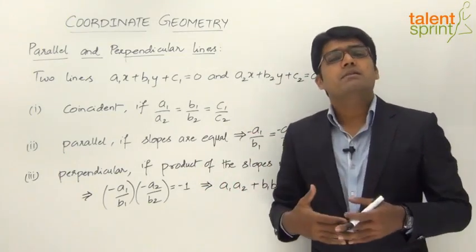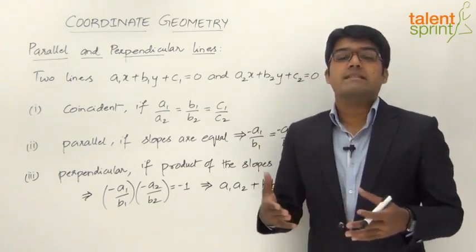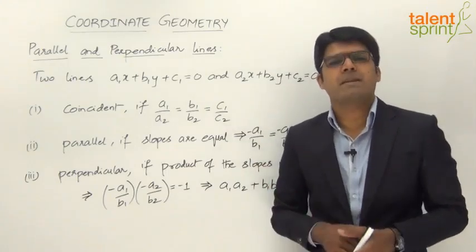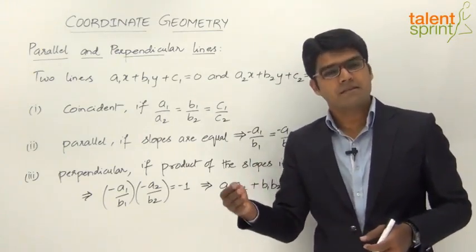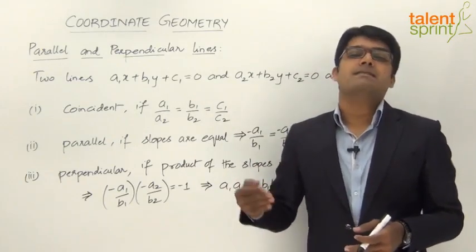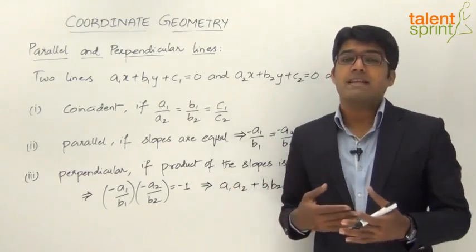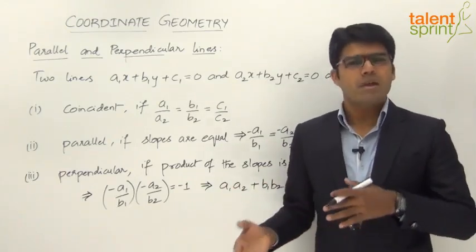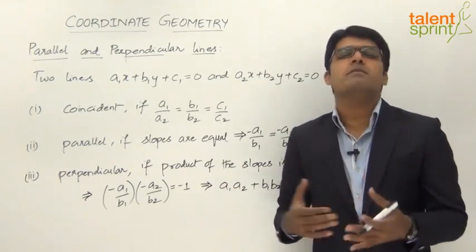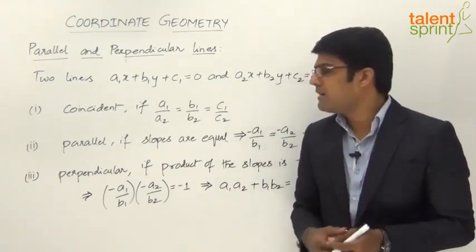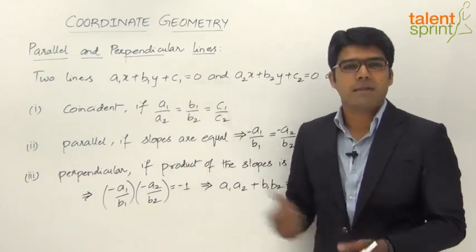Let's say the equations of line are given in slope-intercept form. y equals mx plus c, right? So there are two lines: y equals m1x plus c1 and y equals m2x plus c2. So when do we say that the two lines are parallel? If m1 is equal to m2. Simply, the condition here is the slopes have to be equal, whatever be the form of the equation, right? So if the slopes are equal, the two lines are parallel.